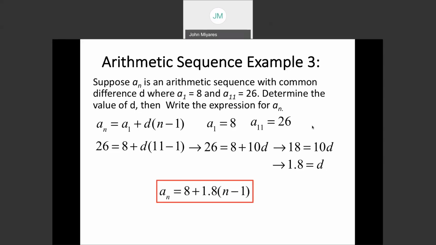Knowing that d equals 1.8 and a sub 1 equals 8, we can plug those knowns into our expression to get a sub n equals 8 plus 1.8 times the quantity n minus 1. Now you do have the option of simplifying this expression into 1.8n plus 6.2, but that is not required.